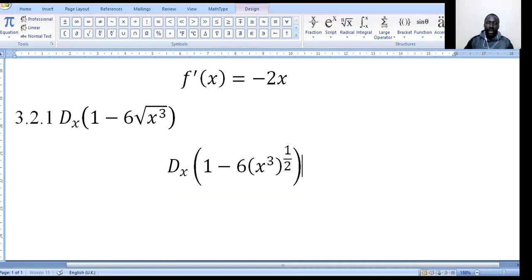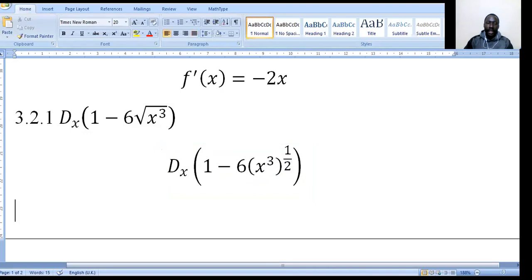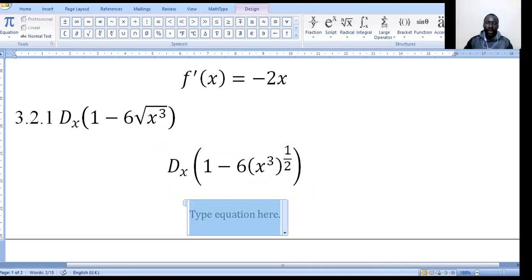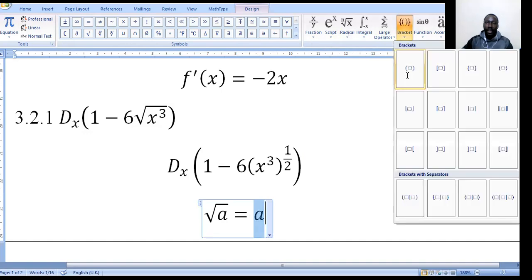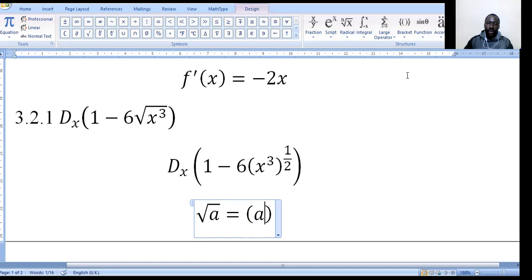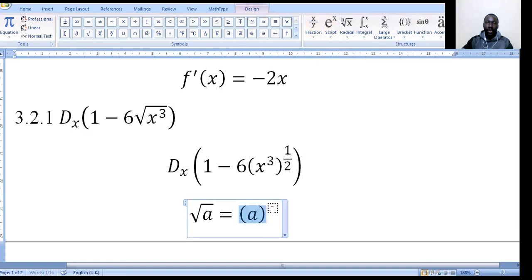In other words, the general case is that the square root of any number, think of a number like a, equals a raised to the power of 1 divided by 2. So normally it's much safer to have it inside the bracket. So this is what we are talking about. You see, 1 divided by 2.